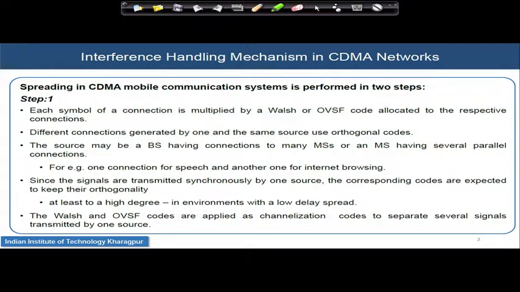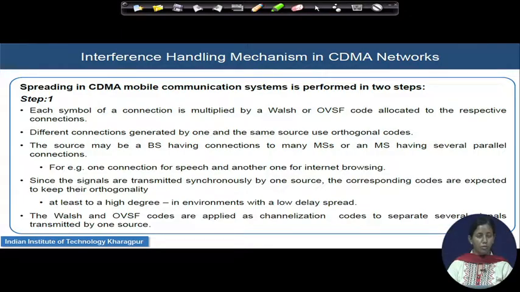Let us see how we do spreading in a CDMA mobile network. There are two steps. In step 1, each symbol of a connection is spread using a Walsh code or an OVSF code, and the different connections are generated by one source. For example, when the base station generates signals for different users, or the same source has different applications. For example, one connection for speech transmission, another for video transmission, and a third for multimedia or internet browsing.